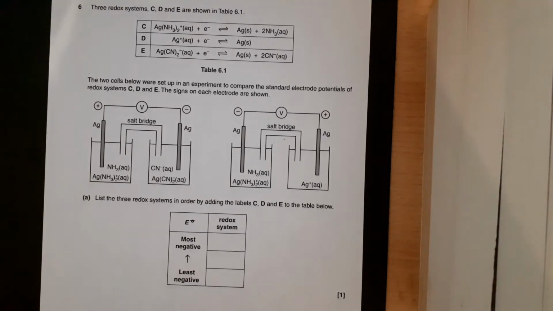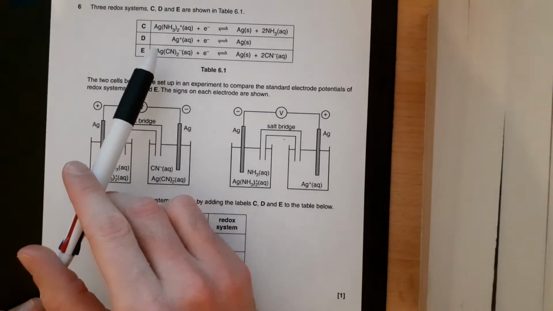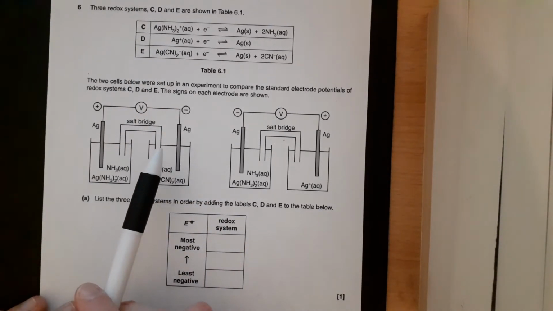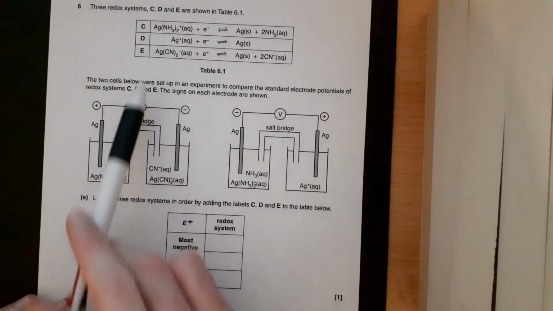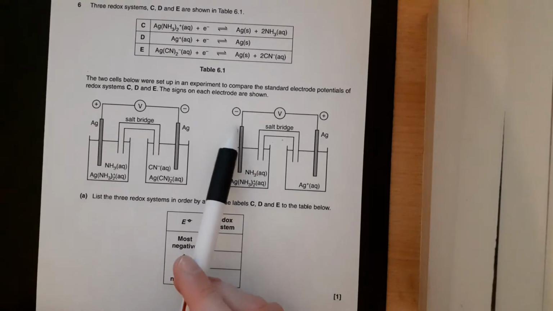So the first question we've got here has given us three different redox systems, and it says two cells were set up in an experiment to compare the standard electrode potentials of C, D and E. The signs on each electrode are shown.